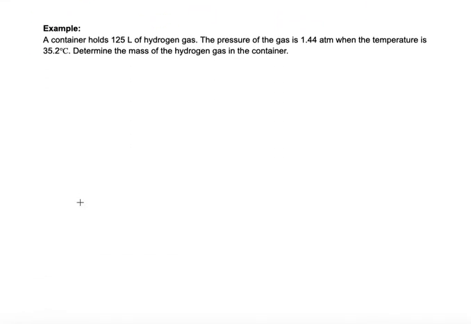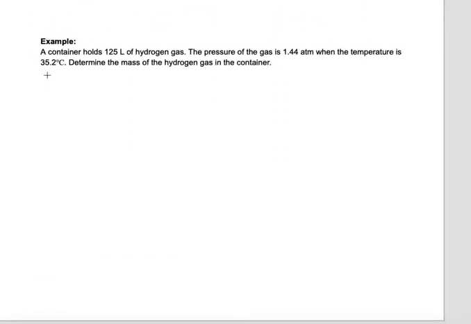Okay, so if we take a look, I always suggest that you start out by writing down what you have in the question. So we know the volume of the gas is 125 liters. It's already in liters, don't have to convert it. The pressure is 1.44 atm. So this is something that I'm going to have to convert. Now remember, 1.44 atm is the same as taking that 1.44 and we want to do a unit conversion, right?